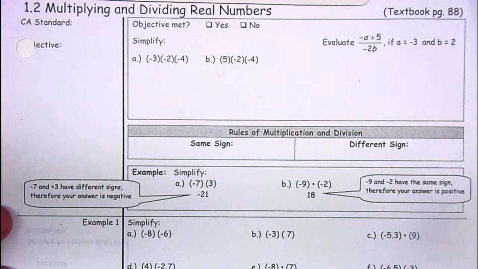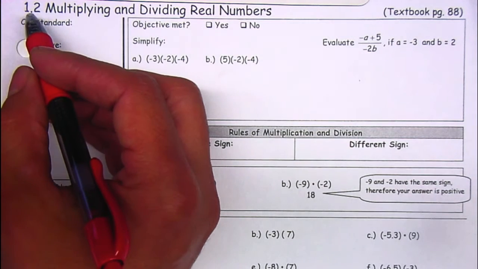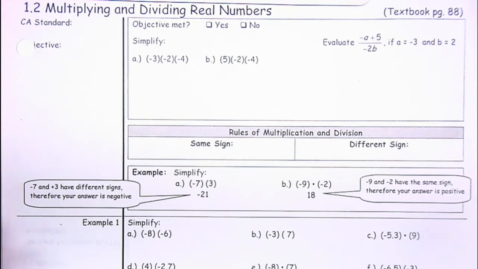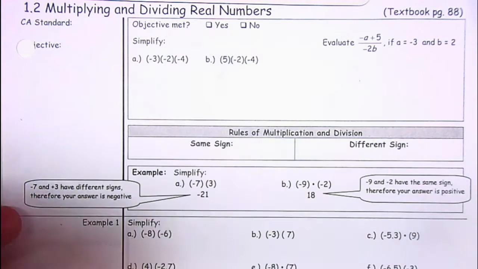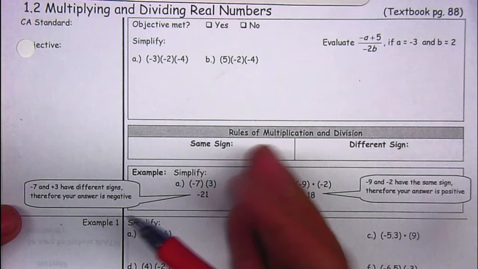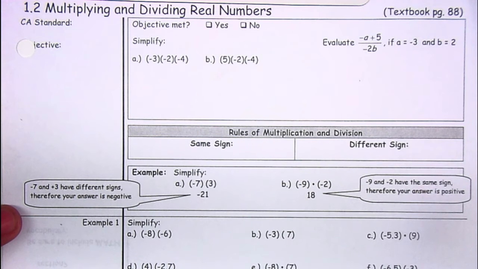Good morning. Today we are covering section 1.2, multiplying and dividing real numbers. We are going to go over the rules for multiplication and division, and then we're going to go through several examples.